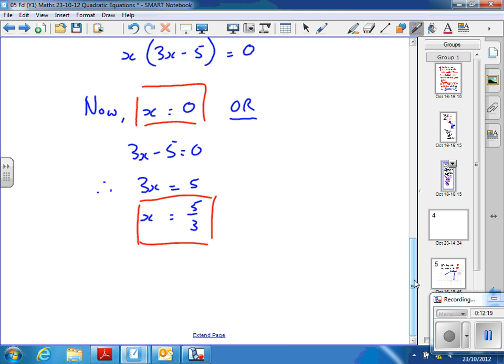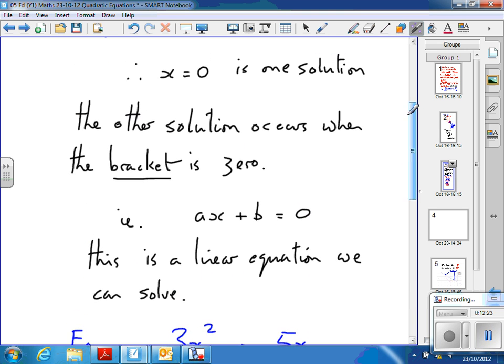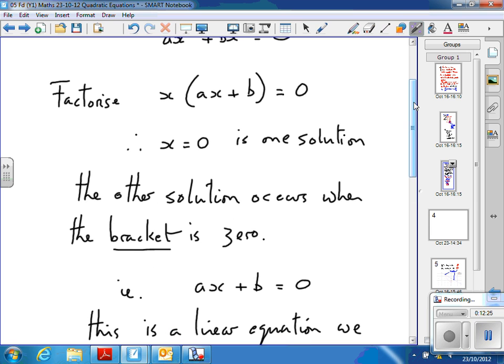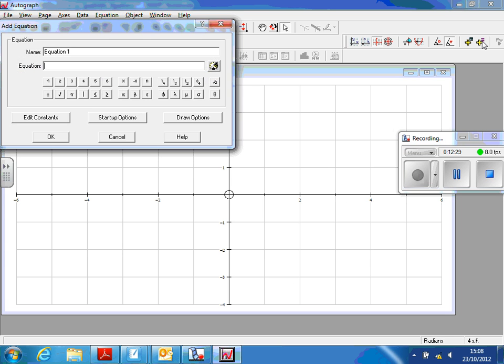I could also show it by plotting it onto Autograph and seeing where the curve cuts the x-axis. So let's try that. To check this, I would enter an equation, and I type in not (3x minus 5) squared, 3x squared minus 5x, wasn't it? 3x squared minus 5x equals, instead of putting that equal to 0, I put it equal to y. So then it plots the function y equals 3x squared minus 5x.